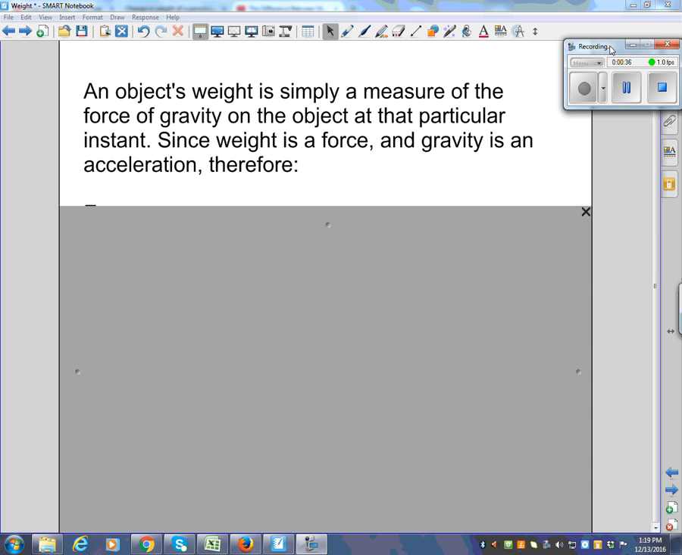So, an object's weight is simply a measure of the force of gravity on that object at that particular instant. Right? So when I jump on the scale and it says 800 newtons, my weight right now at this particular instant is 800 newtons.